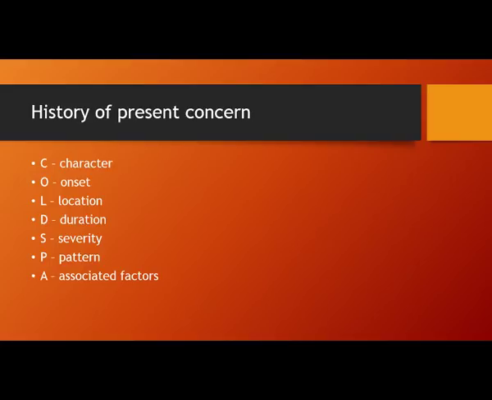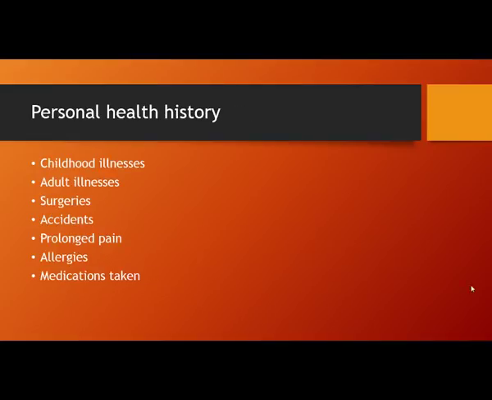History of present concern, and this is where you're going to learn COLDSPA very well, so you might as well start with it now. These are all the things whenever a person has a symptom or a complaint, you're going to do COLDSPA on it. You're going to find out the character, onset, location, duration, severity, pattern, and associated factors. So you'll be learning that really well.